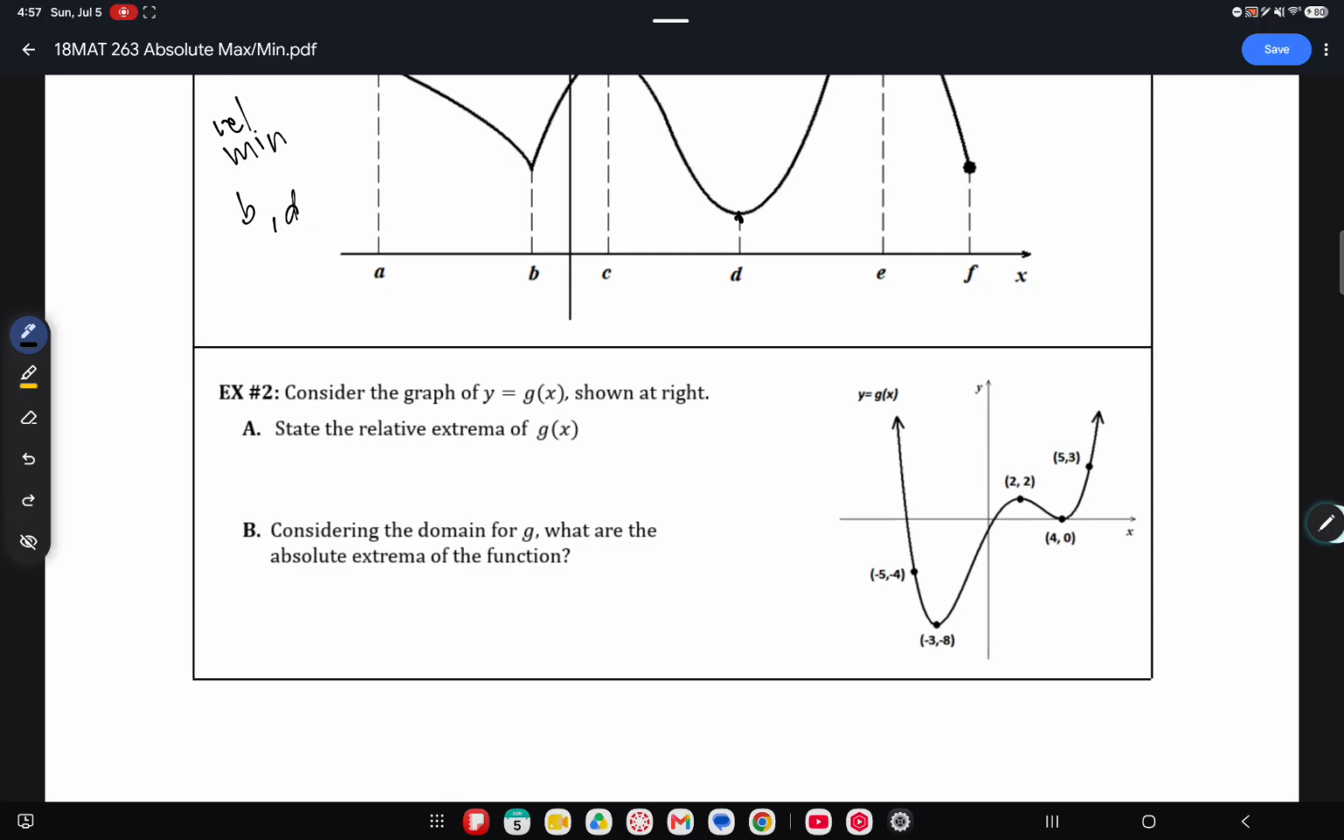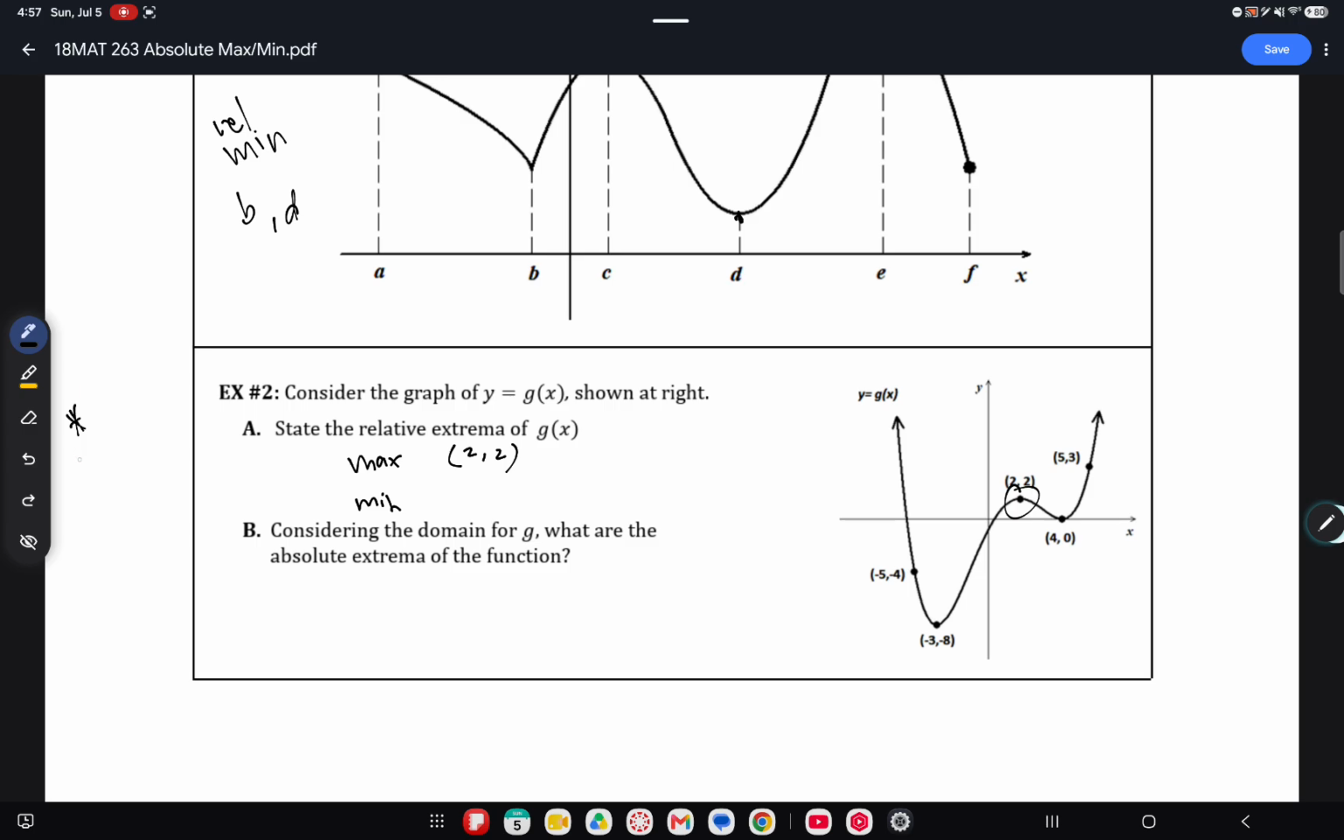Let's look at this graph. State the relative extrema of the function. The relative ones are the local ones, so let's do max and min. Let's do the maximums first. I think this one's the only one. I'm just going to give the ordered pair (2, 2). I don't know if I have it anywhere on here, so I'm going to put a star, just in case.